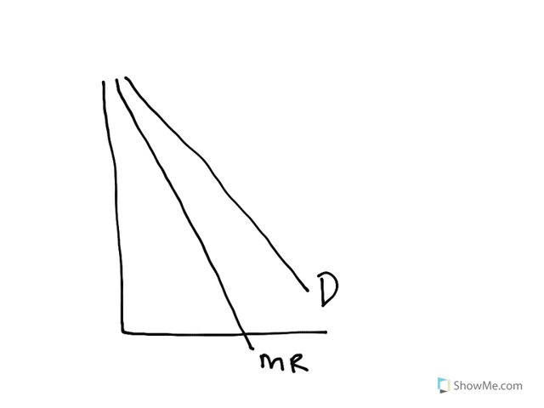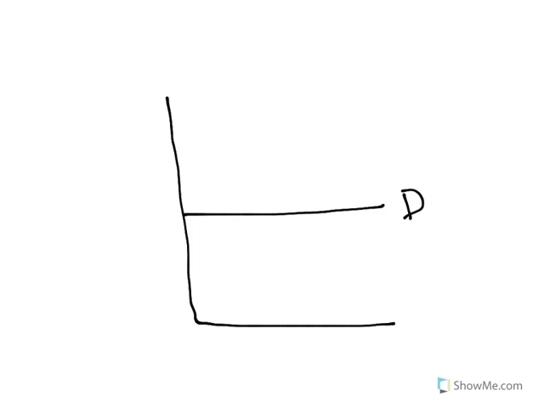Well, in a perfectly competitive market, recall our demand curve is not downward sloping. Our demand curve is just a horizontal line at whatever the current price of the product is. So again, let's say the price is $1. That would mean our demand curve is equivalent to $1 and it's a horizontal line like so.